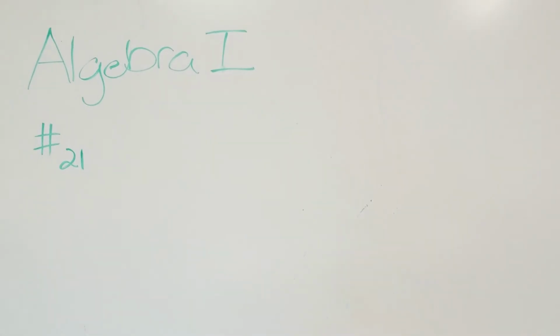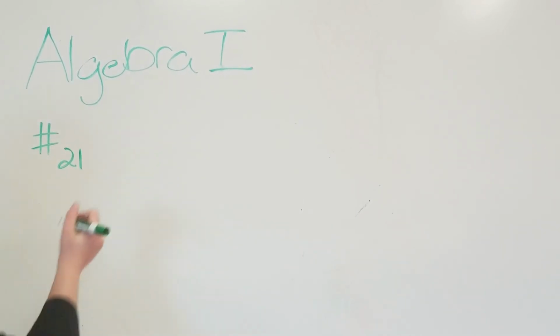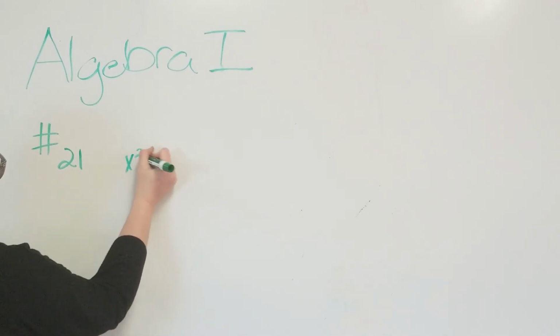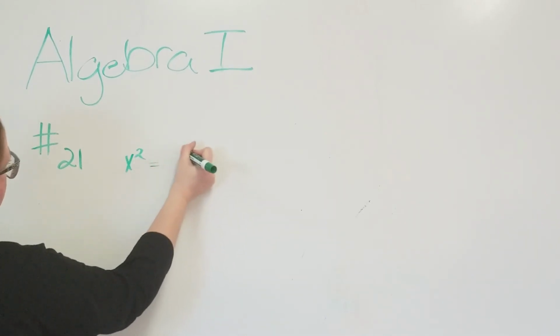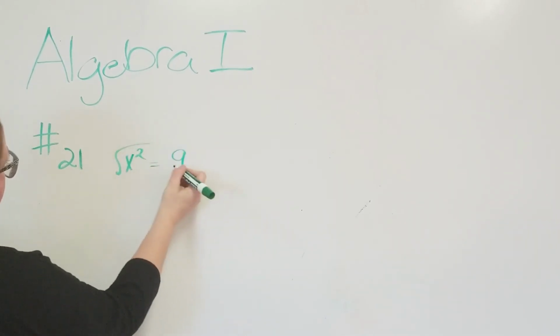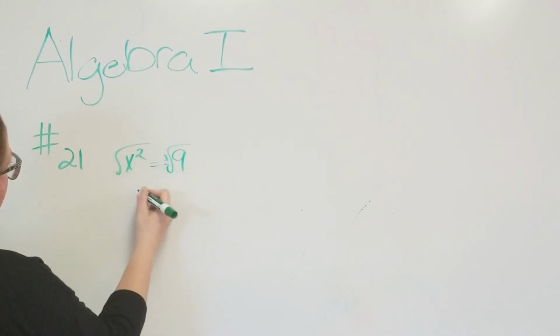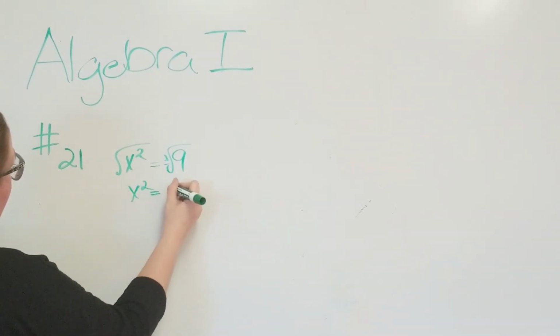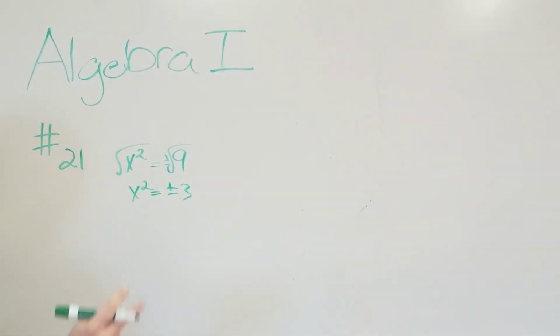Number 21, they ask which of the following equations has only one solution. So the first equation is x squared equals 9. To solve this, you're going to just simply do the square root method. And remember, on this side, it's plus or minus. So x in this equation would equal plus or minus 3. That's two answers, positive 3 and negative 3.